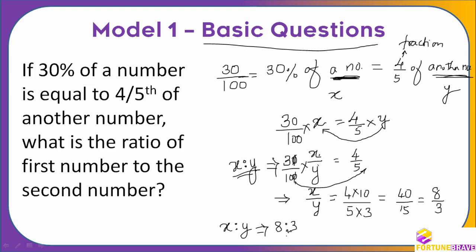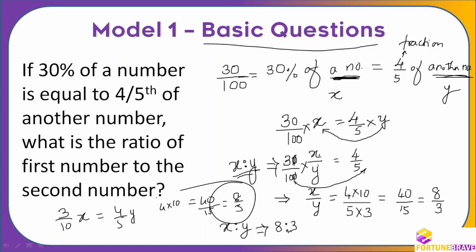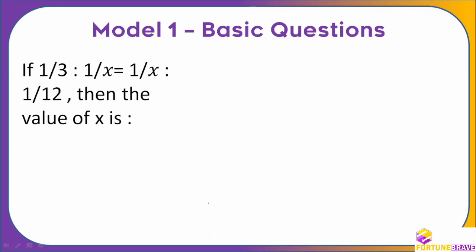You should be able to solve it by what? 3 upon 10 into x is equal to 4 upon 5 y. Therefore it should be what? 4 into 10, 40. So 40 upon 15, which is equal to 8 upon 3. That is the time it should take. Okay, so next, we are going to understand one more concept here.